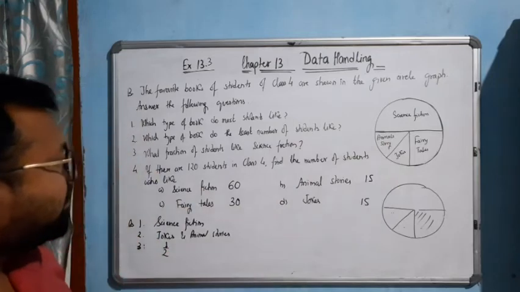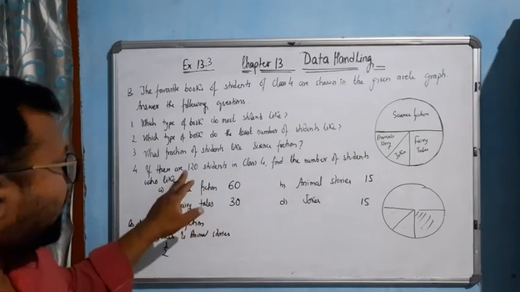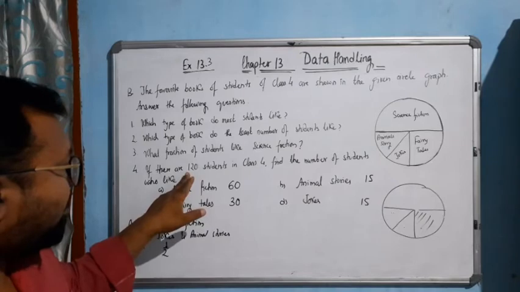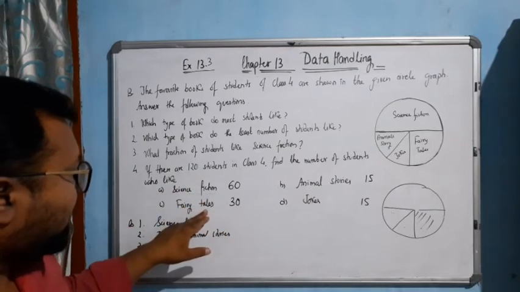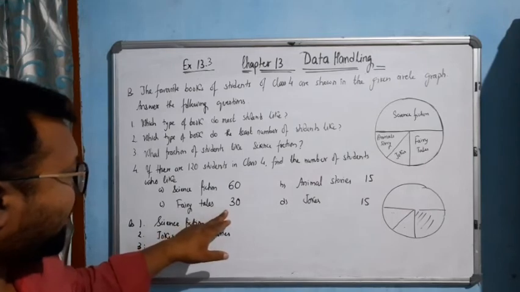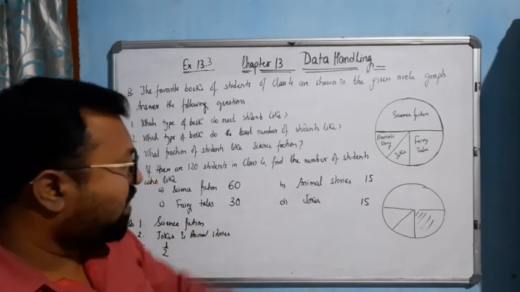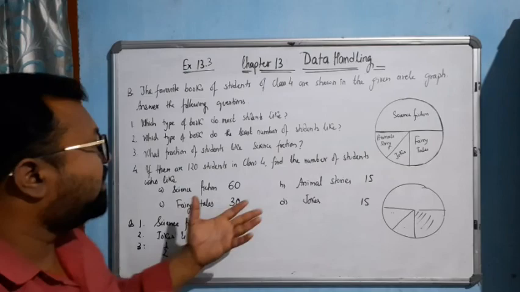Means if there are 120 students, 60 will like science fiction, 30 fairy tales, and 15 each for animal stories and jokes. I hope you have understood this one nicely.